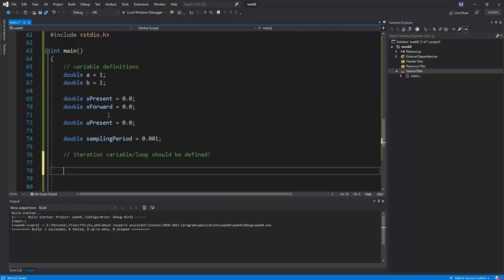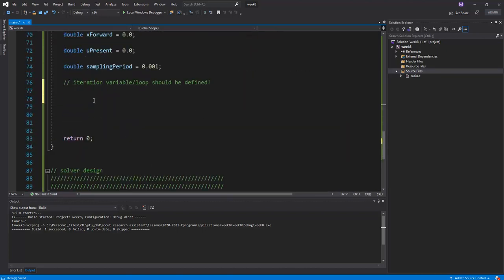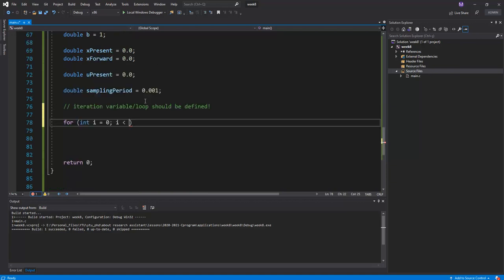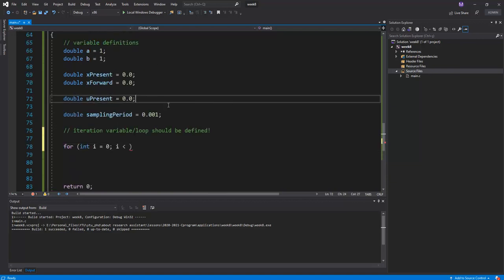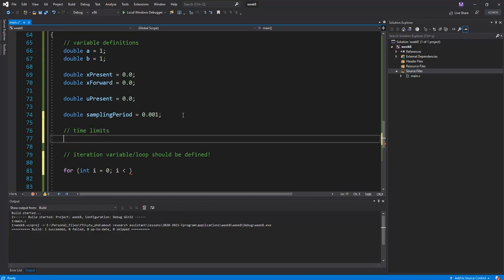And so in order to write this equation, we need to create a for loop in here. Integer i is equal to 0, and i goes to what? To the final position. Okay, and so we need to give the time conditions or time limits in here.